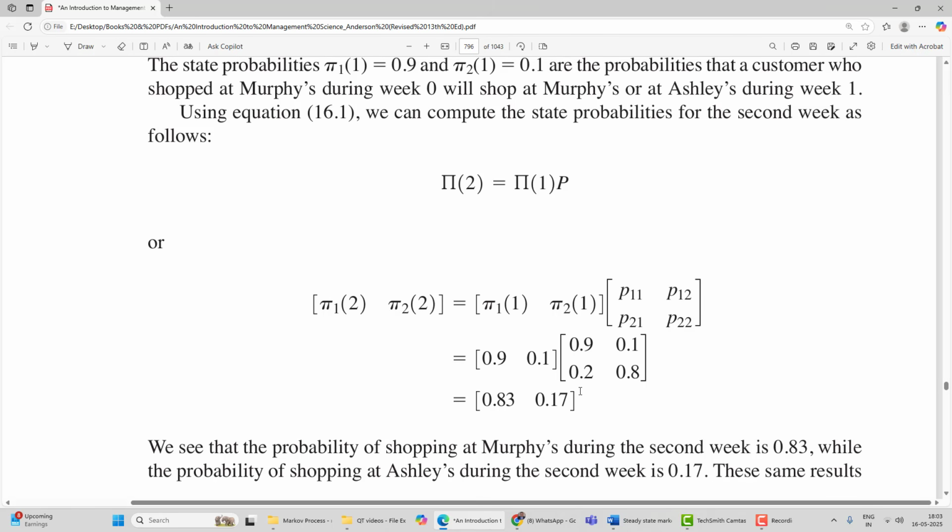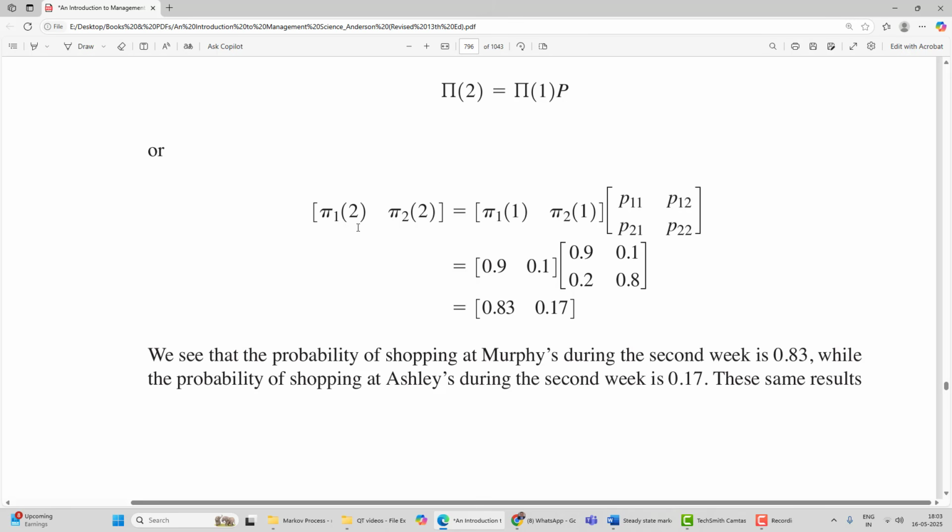cycle after cycle. Now you can try on your own what will be the market share for Murphy and Ashley after the third period. So what are you going to do? Instead of 0.9, 0.1 here, you will use 0.83 and 0.17 here, and you will try to find out. So try to find out yourself what will be pi 1 3, pi 2 3, and you can easily do this.